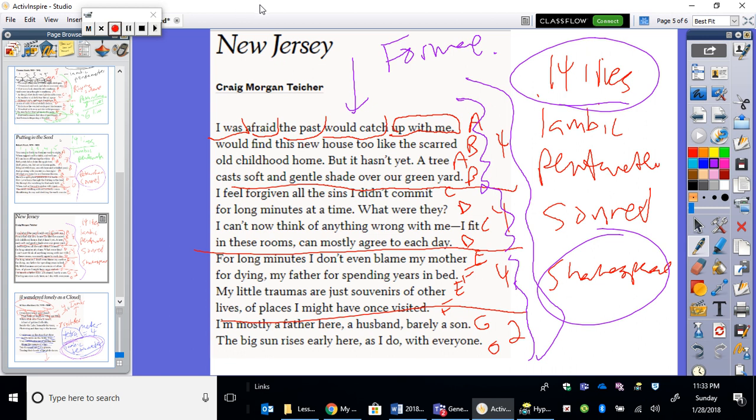All right, well, this was just more examples of sonnets, but also identifying rhyme scheme and meter.